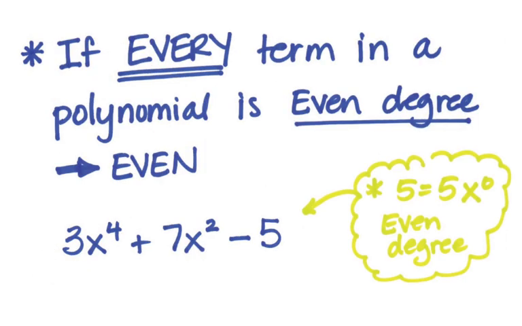So if every term in a polynomial is of even degree, every single term, this has a 4th degree, this has a 2nd degree, this has a 0 degree. Remember, 5 is like 5x to the 0. Every single term has an x, and every single x is an even degree. Since every single x is an even degree, then this is an even function. Now, that's not the definition of an even function. That's a byproduct of it. It just happens to be that if all the degrees are even, then it itself is even.